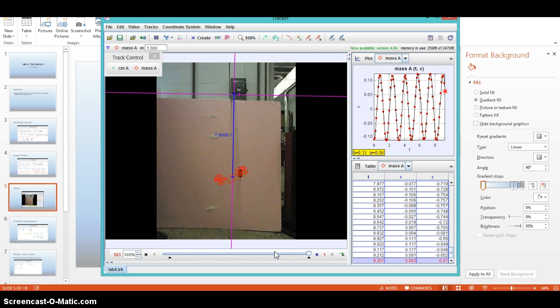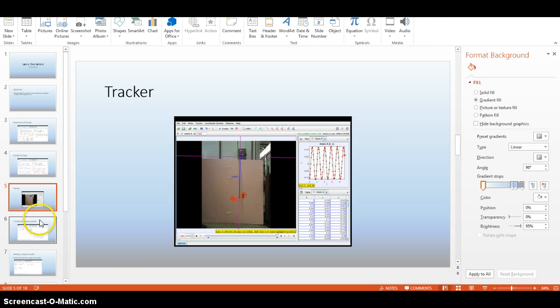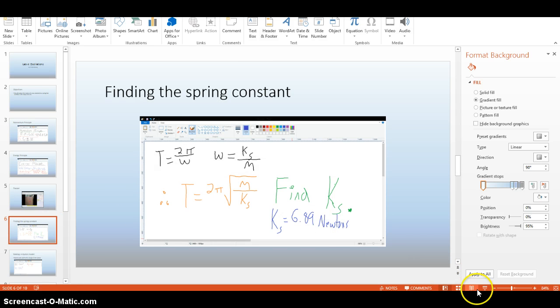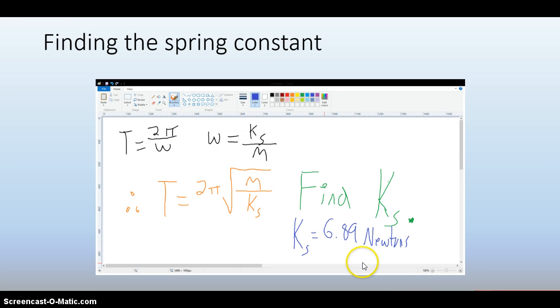So what we can first use this data for is finding the spring constant. And how we do this is by some formulas that we learned. T equals 2 pi over the frequency, and then that equals the spring constant, which we'll be looking for, over the mass. So after we combine the two formulas, we can find the spring constant, which we find to be 6.89 newtons.